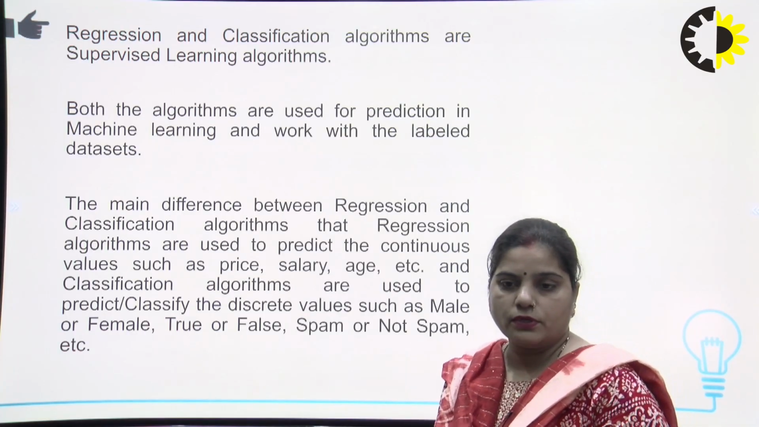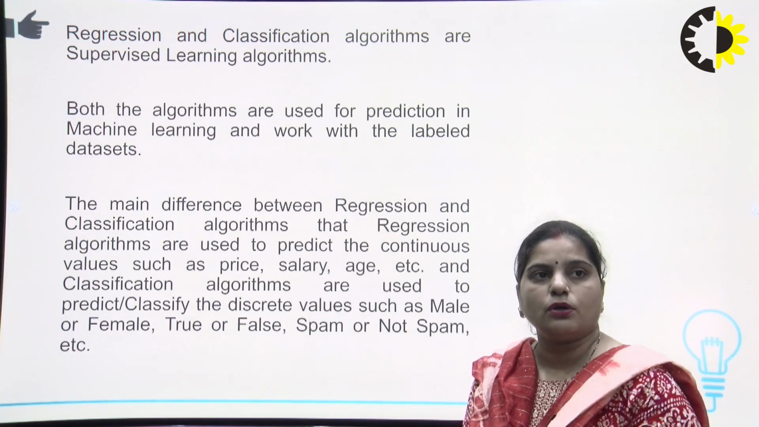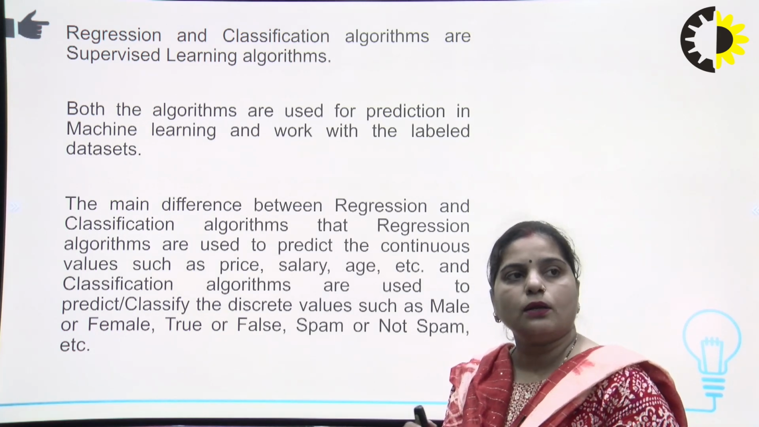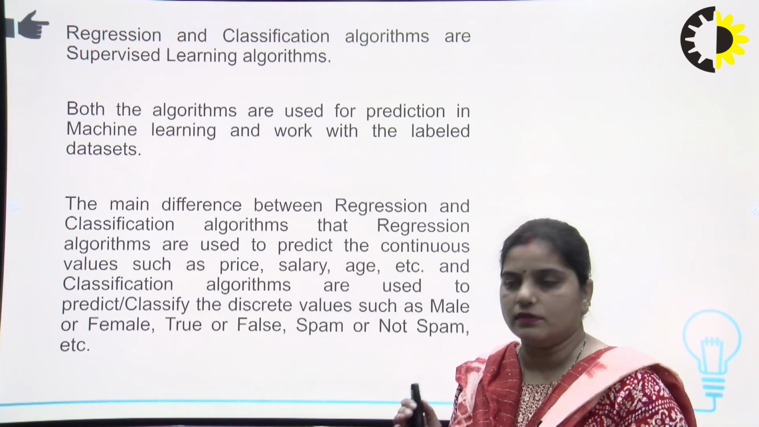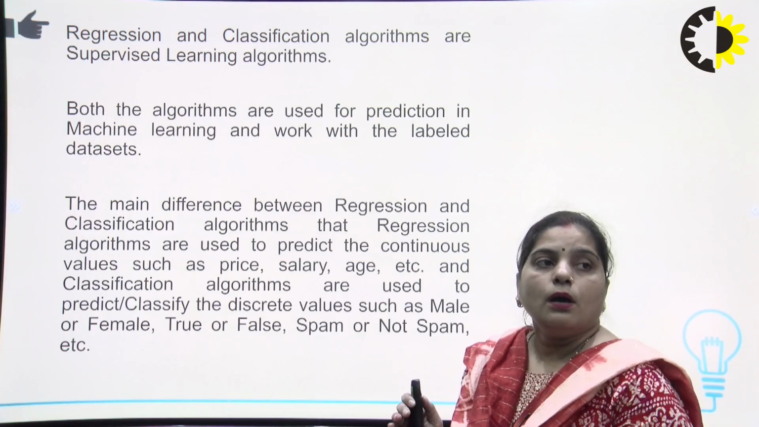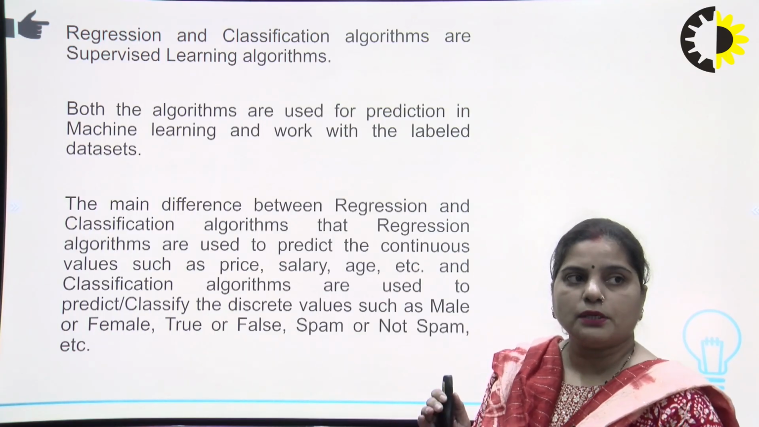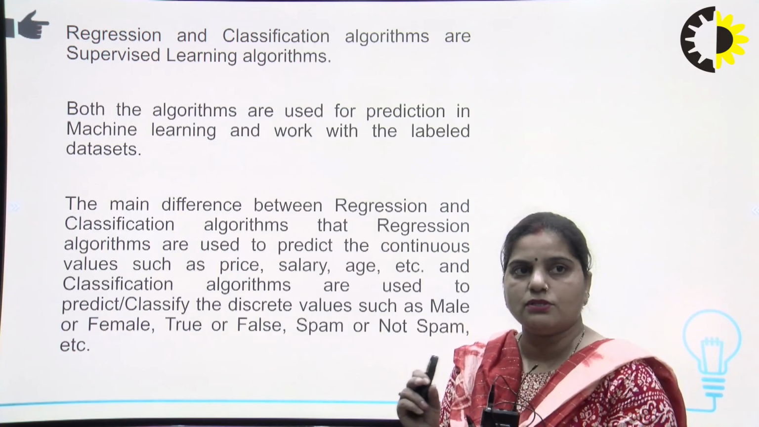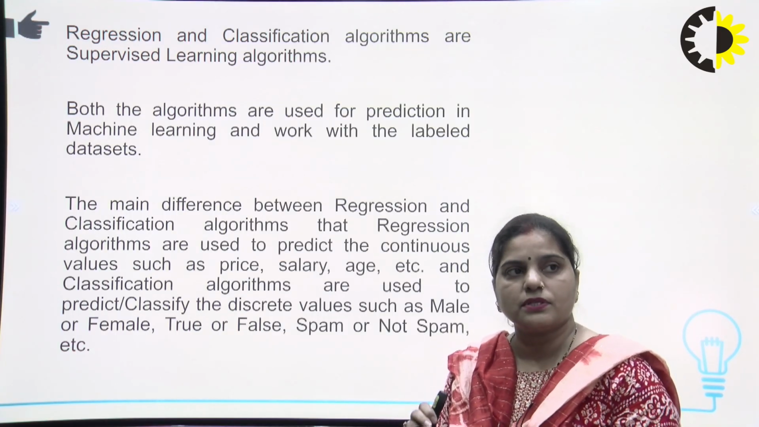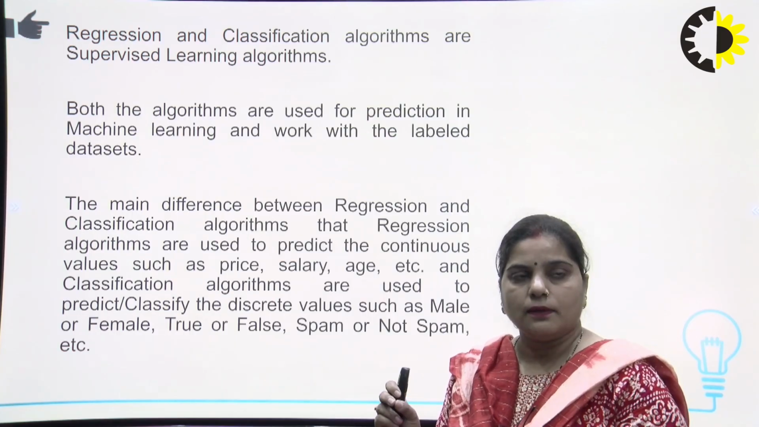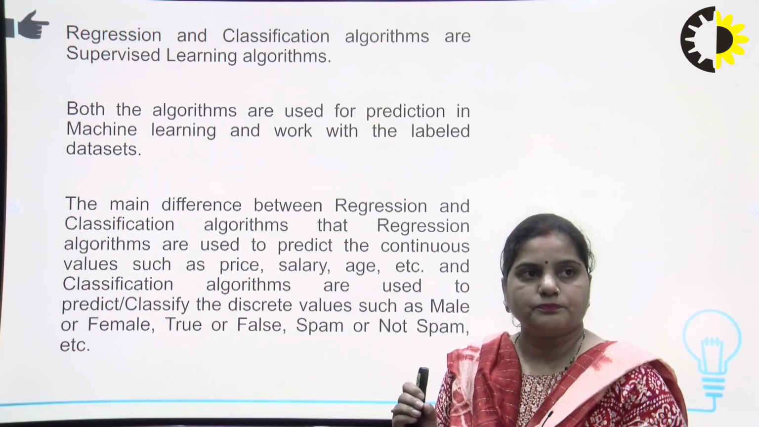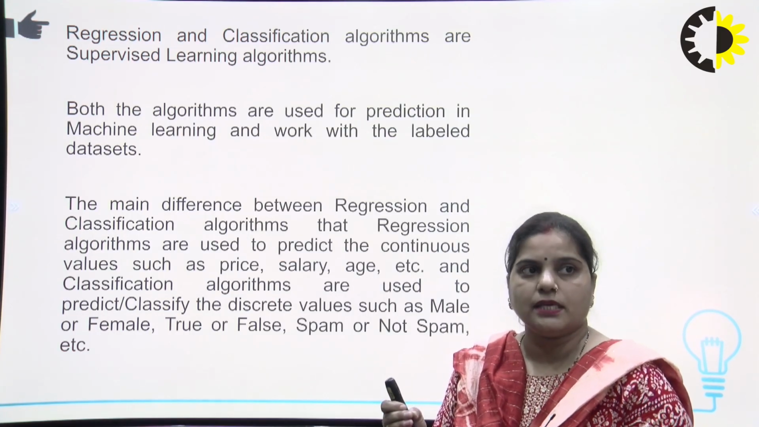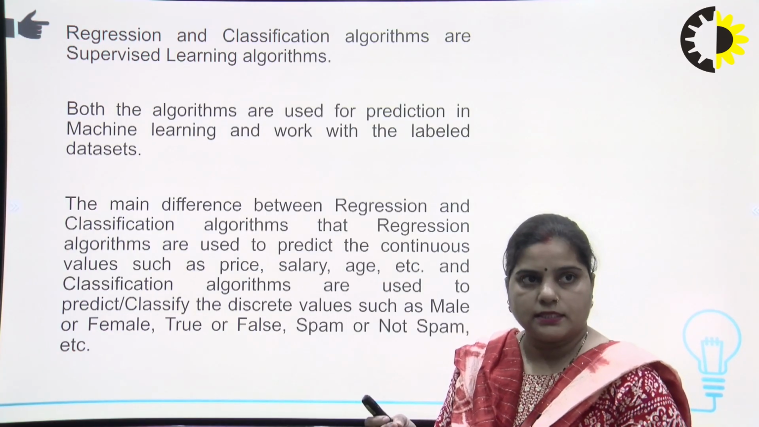What is the basic difference between these two algorithms? Regression algorithms are used to predict continuous values, while classification algorithms are used to predict or classify discrete values. So what is the difference between continuous and discrete values? Continuous values are those which have continuity, just like price, salary, age.